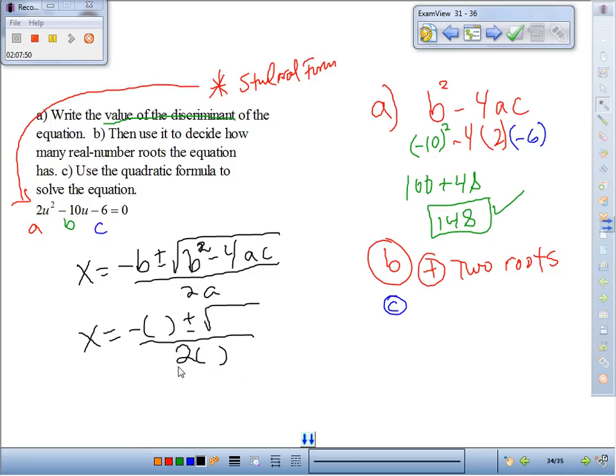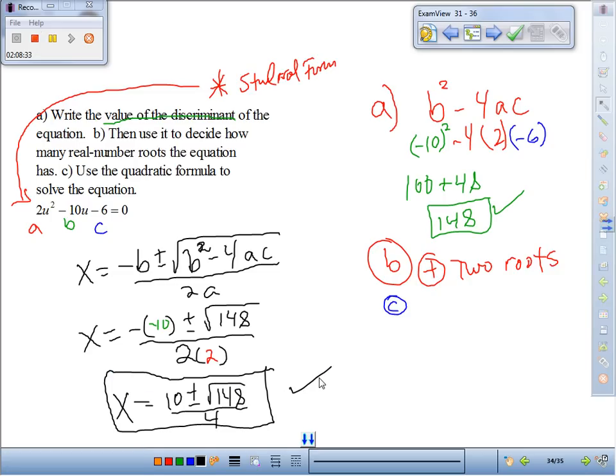Everybody look up, please. Pens down. Check this out. For this one, so that you don't do all the work again, didn't we do this part already? B squared minus 4AC. So what was it? We're already right here at 148, and we substitute the values for B and A. What is B? Negative 10. And what is A? 2. So let's simplify this. X equals negative times a negative, positive 10 plus minus square root of 148 over 4. Since 148 is not a perfect square, I leave it like that. And we're done.